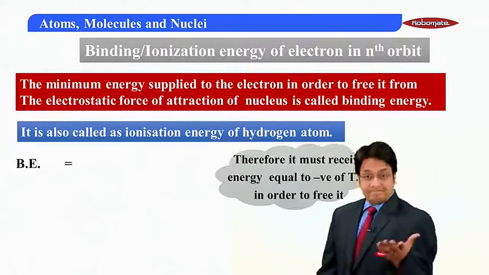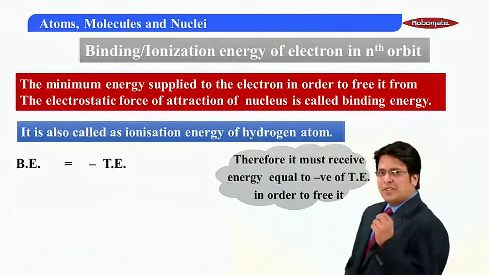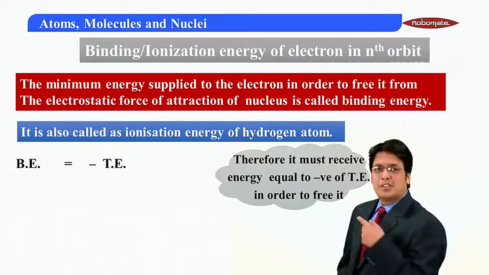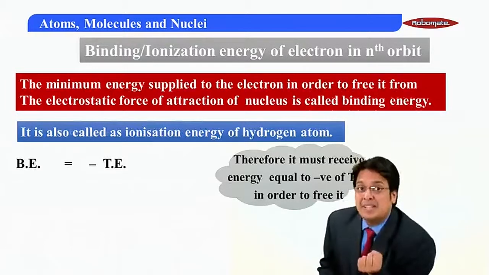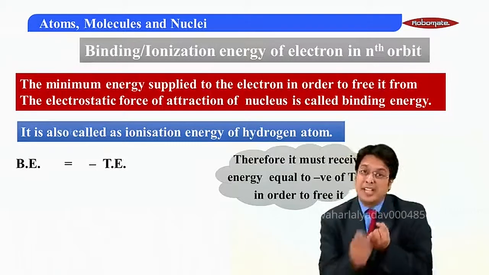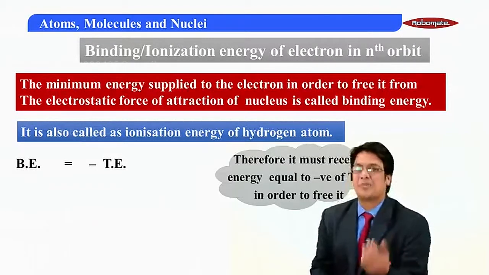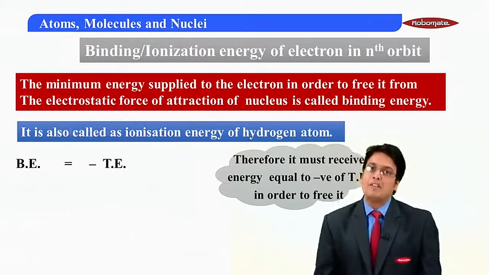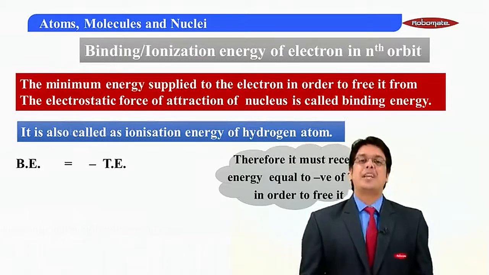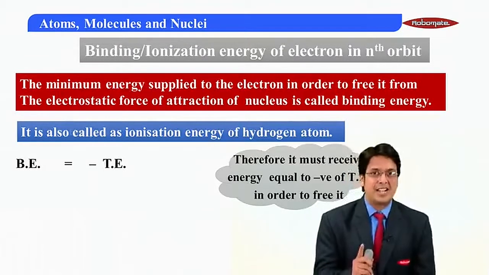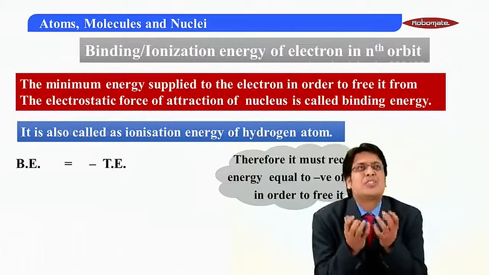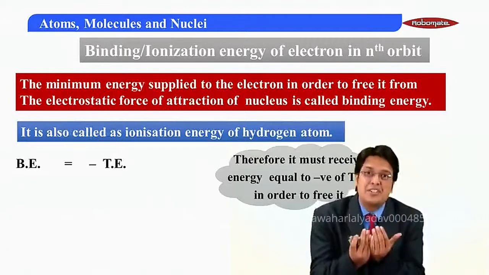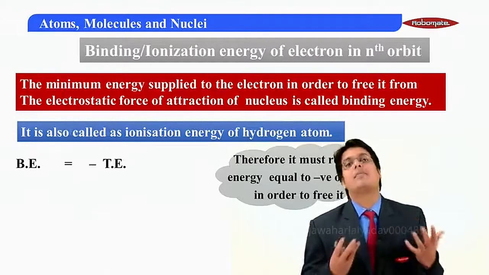So the whole idea is, it must receive energy equal to the negative of the total energy. Why negative? Why is B equal to minus of T? See, you are supplying me the energy, I'm taking it. You are trying to pull off the electron, I'm pulling it in. We both are opposite. You are total energy, I'm binding energy. Or you are binding energy, I'm total energy. Whatever it is, we both are opposite, aren't we? That's why there is a negative sign. Negative sign simply means that you have to provide me. Electron says, I am in such a deficit. Deficit means deficiency. You need that kind of energy to get liberated.